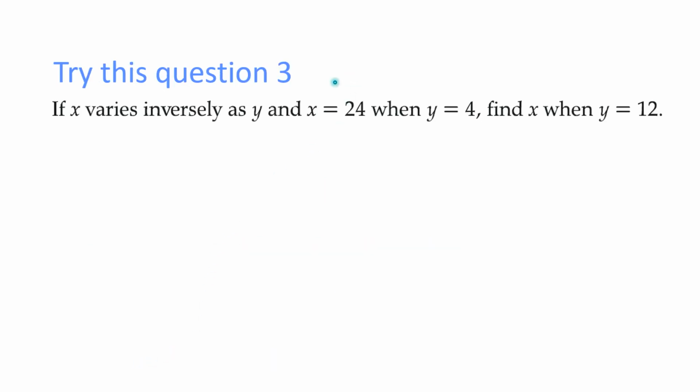Try this question 3. If x varies inversely as y and x equals 24 when y equals 4, find x when y equals 12. After you have attempted this question, you can play this clip again. If you need more help, you can watch example 3 to get more guidance.